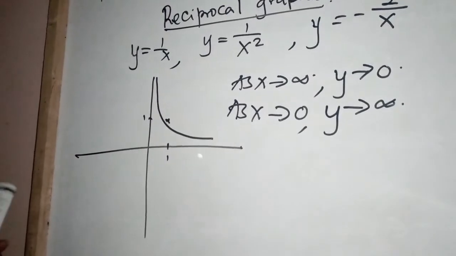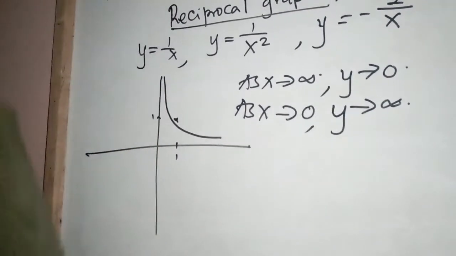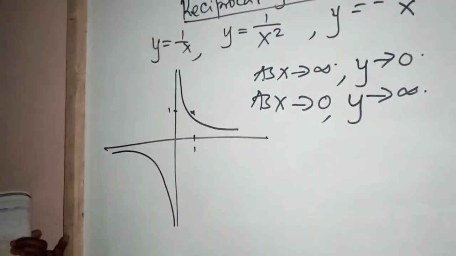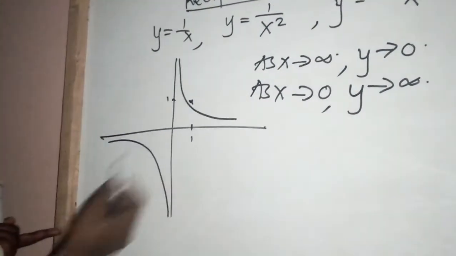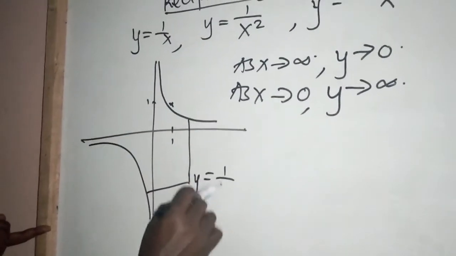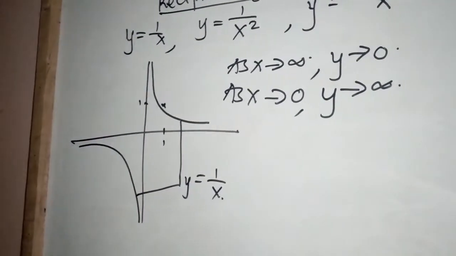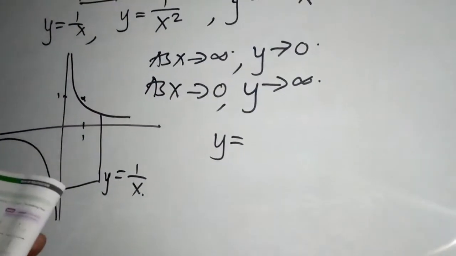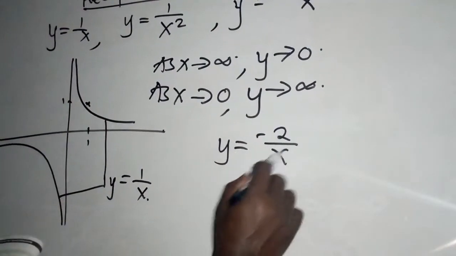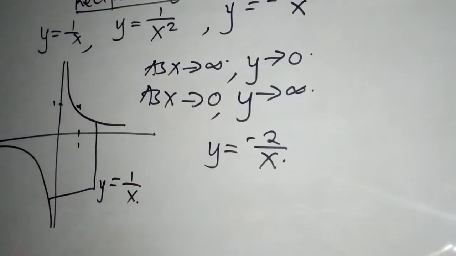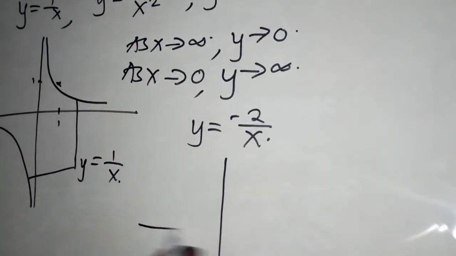But when x is negative, it follows the same pattern, but this time y will assume negative values. So the graph you see here, the two curves, is the graph of y is equal to 1 over x. Let's talk about a graph like y is equal to minus 2 over x. Note the constant is negative. How is this going to be?